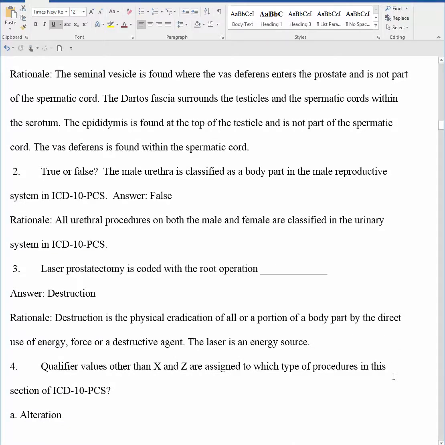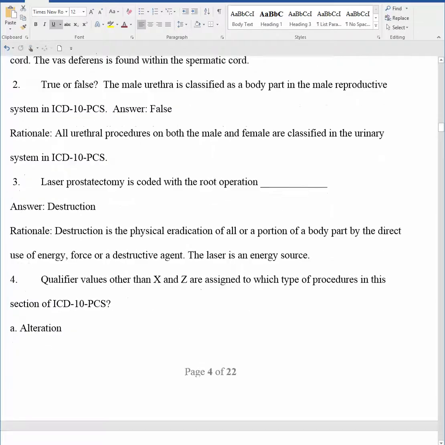Number 3, laser prostatectomy is coded with the root operation of what? Destruction. Destruction is the physical eradication of all or a portion of a body part by the direct use of energy, force, or a destructive agent. In this case, the laser is an energy source. So when we see the word laser as a method, we are going to think, for the most part, not always, but for the most part, root operation destruction.